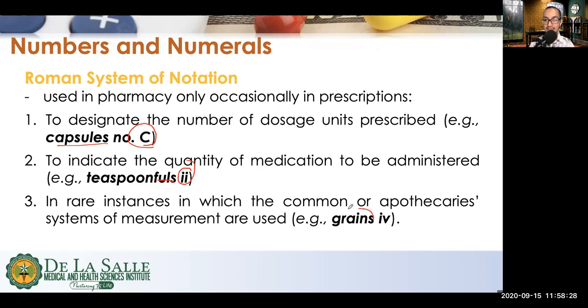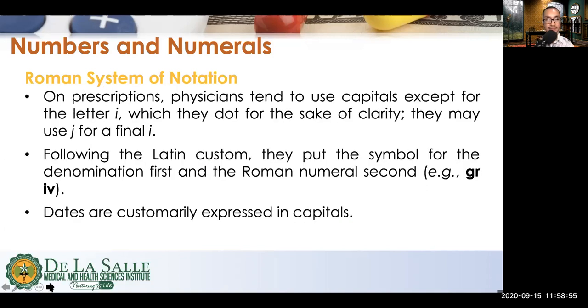So grain is actually a unit of measurement that we still use in pharmacy, but it's not commonly used in many other fields. So this is for grains. Phenobarbital, which is an anti-epileptic drug, is still prescribed in grains, although it's not recommended. So I think I mentioned number 4.